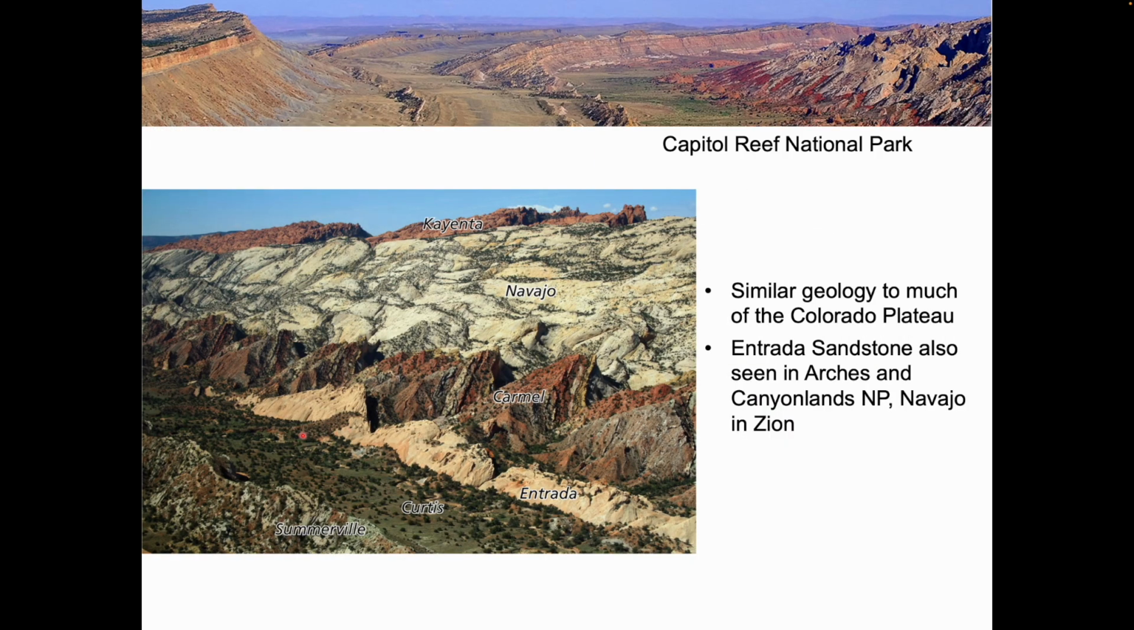This is an aerial view showing the Water Pocket Fold from an angle. It shares its geology with much of the rest of the Colorado Plateau. You may recall the Entrada sandstone from Arches National Park, though it's also seen in Canyonlands National Park. The largest rock formation in this picture is the Navajo Sandstone, a very famous formation that is also found in Zion, that makes up the bulk of Zion National Park.